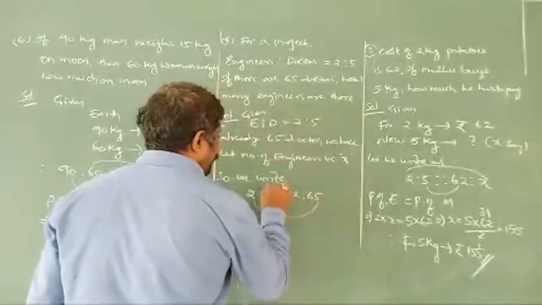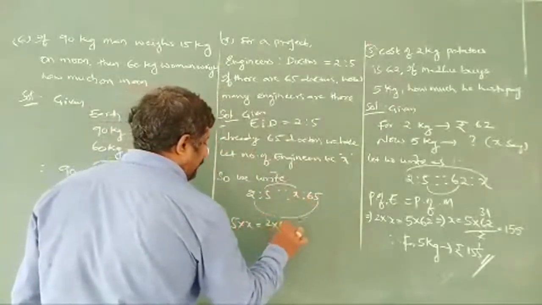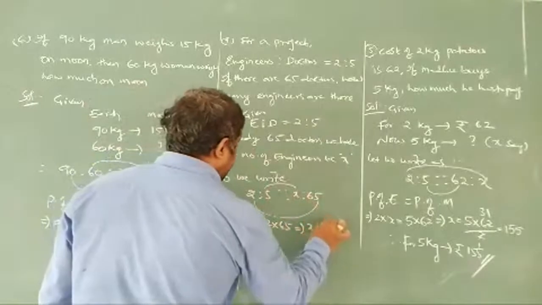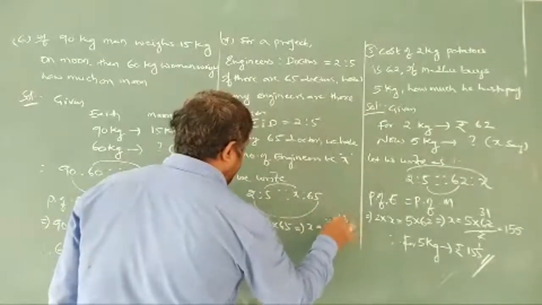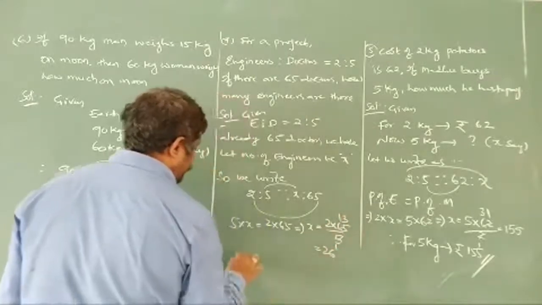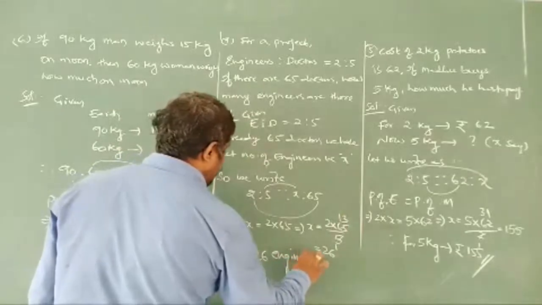Now product of extremes, product of means. So 5 into x is nothing but 2 into 65. x is nothing but 2 into 65 by 5. 5 ones are 5, 13 twos are 26. So therefore, how many engineers? 26 engineers.